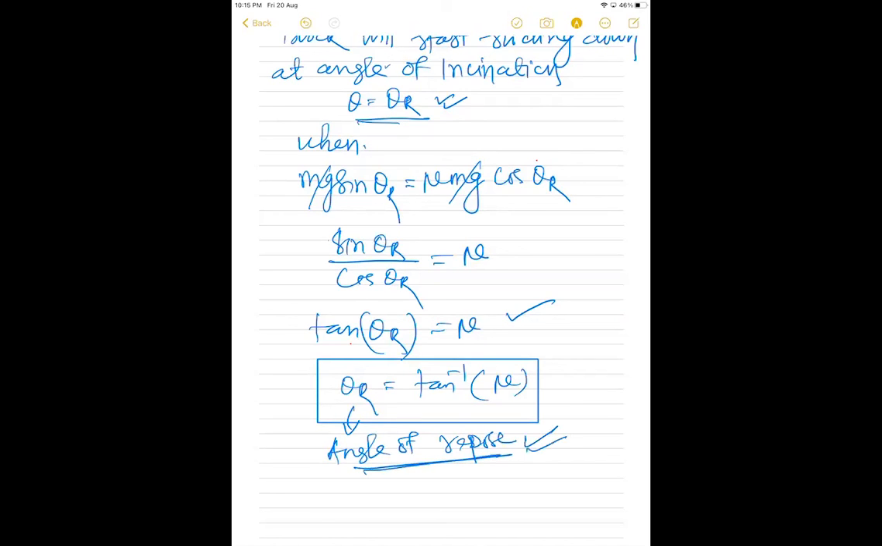Just do the examples of NCERT. There are 3 examples in NCERT. Correct. And understand these things that I am teaching.